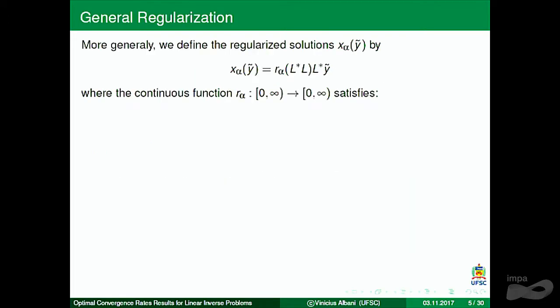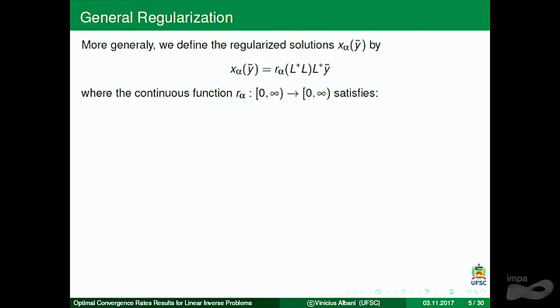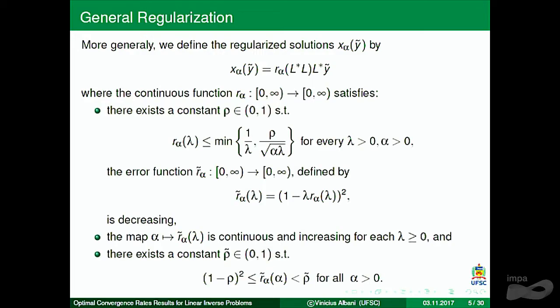More generally, we consider a regularization technique represented by this function R alpha. In the case of Tikhonov regularization, it's just 1 over lambda plus alpha. Lambda represents this operator. And R alpha is a continuous function that satisfies this estimate. So it's controlled by 1 over lambda and by this constant rho over the square root of alpha times lambda.